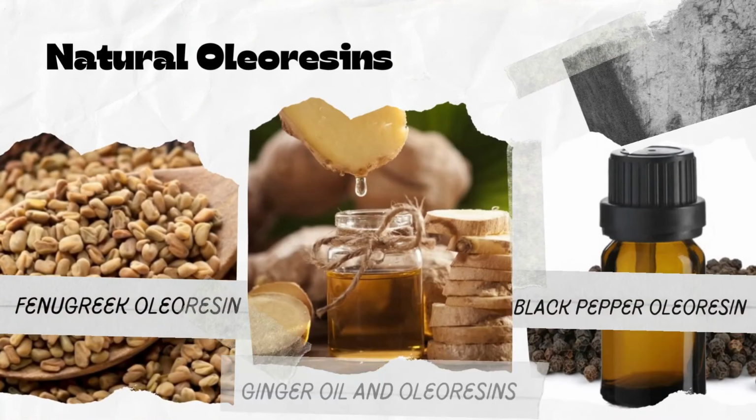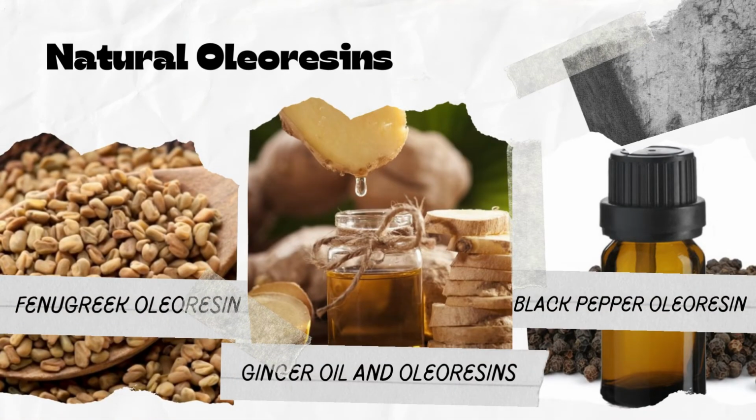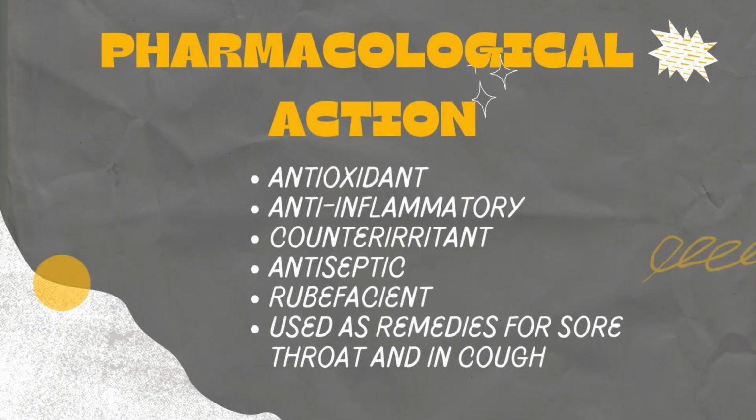As I have mentioned earlier, oleoresin is obtained or extracted from plants. Here are some examples of natural oleoresins that are derived from plants, spices, and herbs. We have fenugreek oleoresin, ginger oleoresin, and black pepper oleoresin. The pharmacological action of oleoresins. The majority of oleoresins are used as flavors and perfumes, while others are used medically.